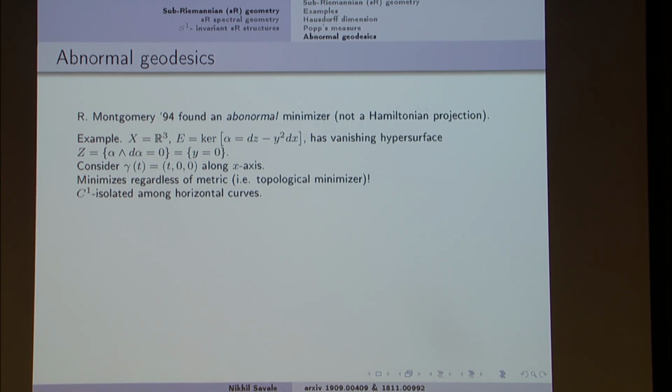And that's the abnormal minimizer, but of course you should object, because I didn't tell you what metric this is minimizing for. I just told you a distribution and a curve, and the surprising answer is that it actually doesn't matter.